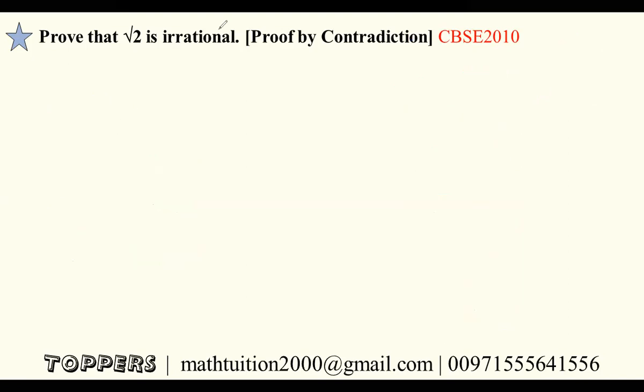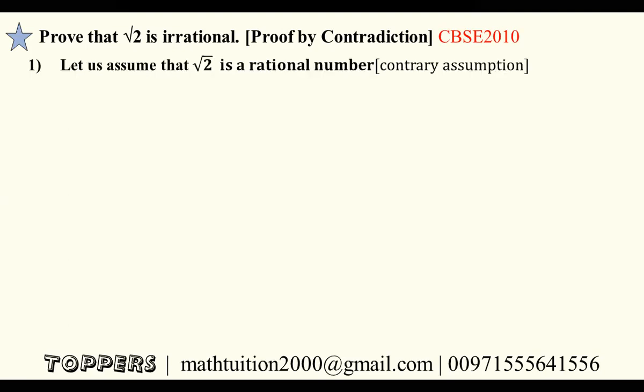Okay, now the same thing, once again, we will discuss step by step. First, let us assume that root 2 is a rational number. So when you are assuming root 2 is a rational number, it is a contrary assumption, a contradictory statement. That's the first step.